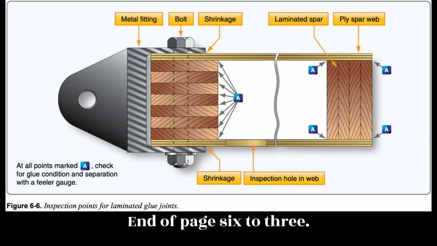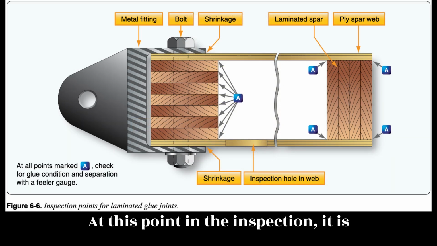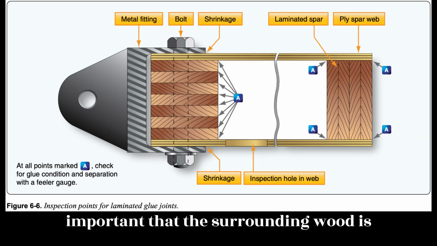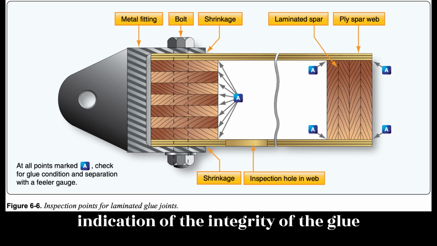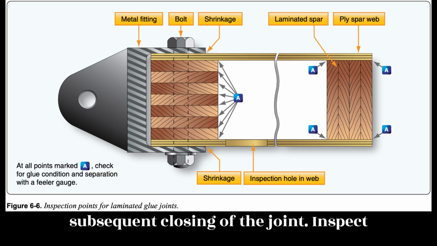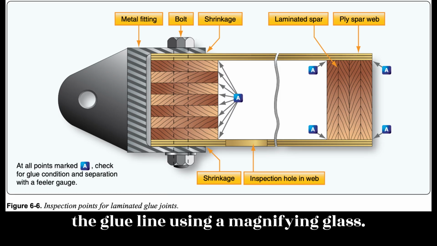End of page 6-3. At this point in the inspection, it is important that the surrounding wood is dry, otherwise, you will get a false indication of the integrity of the glue line due to swelling of the wood and subsequent closing of the joint. Inspect the glue line using a magnifying glass.